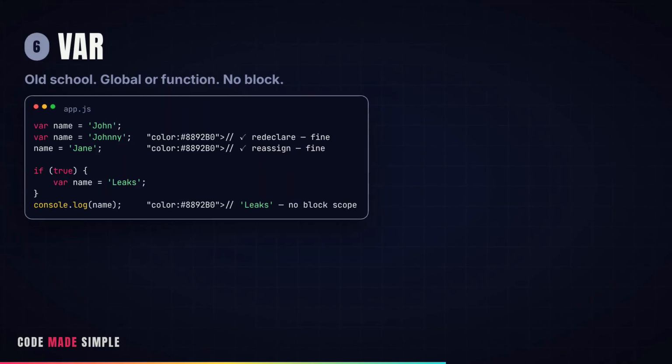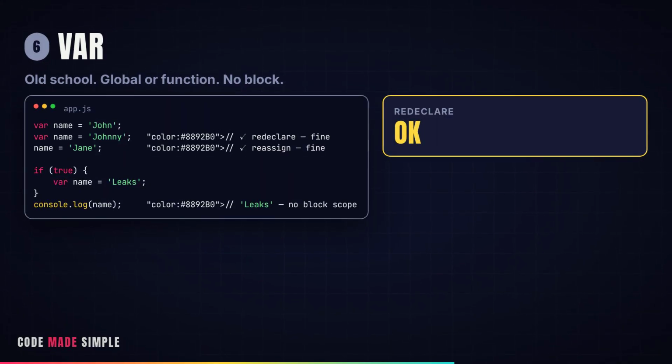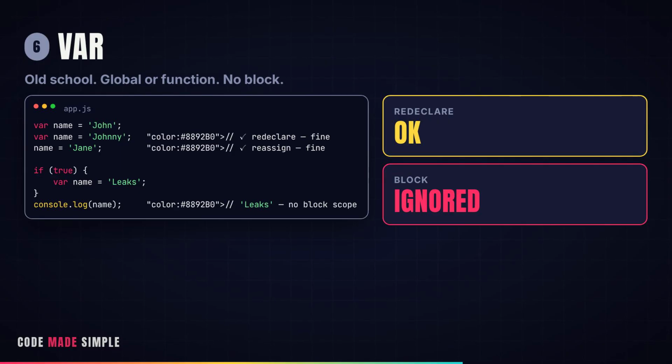That's not a bug. That's the language protecting you from yourself. Var. Old school. Global or function scope only. No block scope. You can redeclare it, reassign it, break it however you want. Which is exactly why we don't use it anymore.